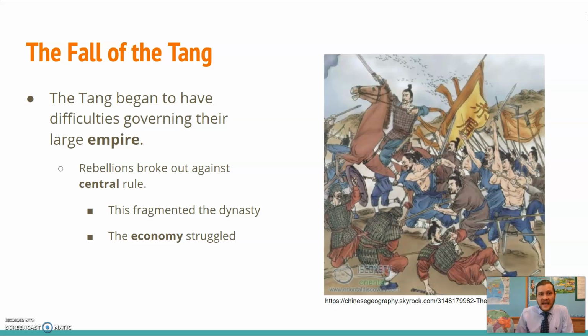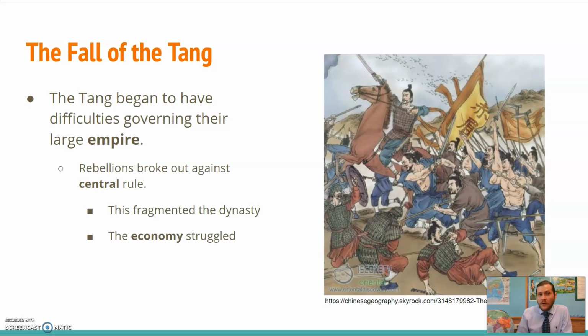The fall of the Tang Dynasty basically happened because they had difficulty governing their large empire. We see this with lots of large empires. It happened with the Roman Empire. We saw it happened with the Ottoman Empire and also with the Tang Dynasty.